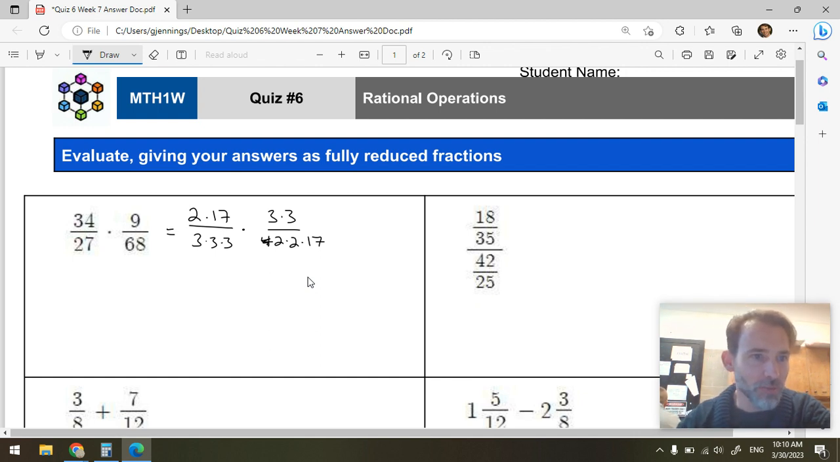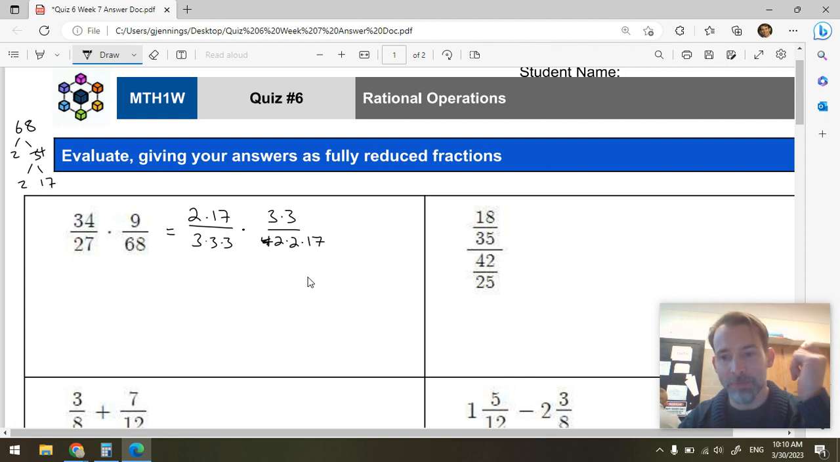All right, and you can get those from factor trees. Watch, 68. Do it in the margins. Divide by 2, 34. Maybe you stop there because you're like, oh, that's going to cancel. Leave a 2 on the bottom. 2 divides by 2, leave 17. 17 is prime. Done. So now we can go ahead and cancel.